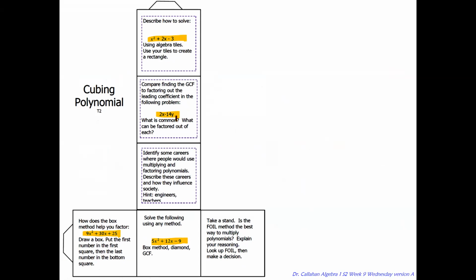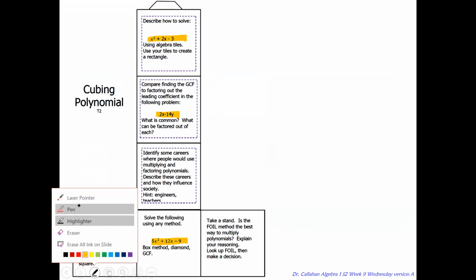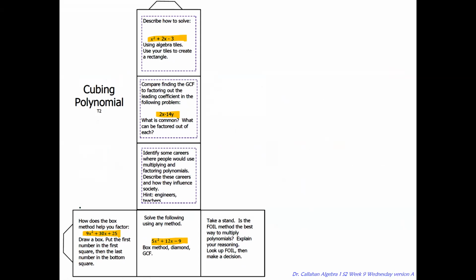So for example, let's go ahead and go over one. I like this one where it says, identify some careers where people will use multiplying, factoring, polynomials. Describe these careers and how they influence society. For example, engineers or teachers. Okay, so that's a good one. So make sure you write about that.